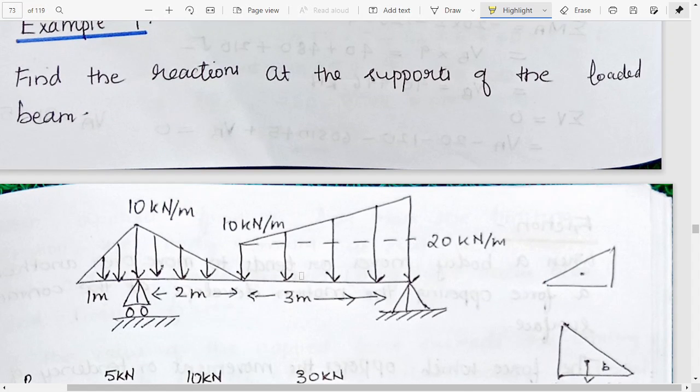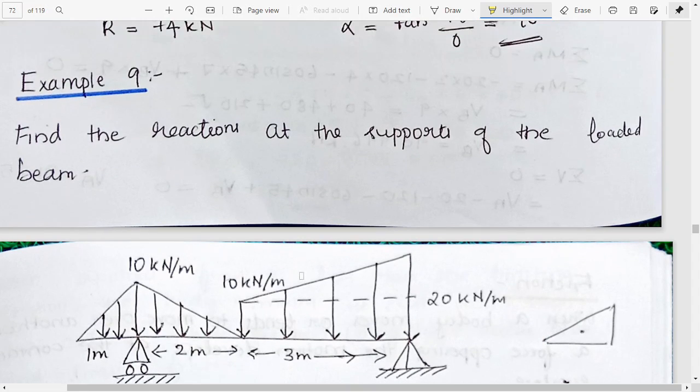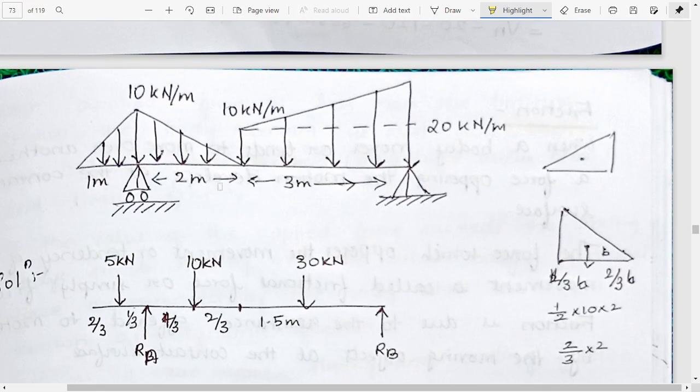Now this problem is a little bit different. We need to find the reactions at the supports of the loaded beam here. If you look at this beam, this is actually triangles. That is, it is uniformly varying forces acting on these supports. So here we have a roller, here we have a hinge, and this force is acting in this manner.